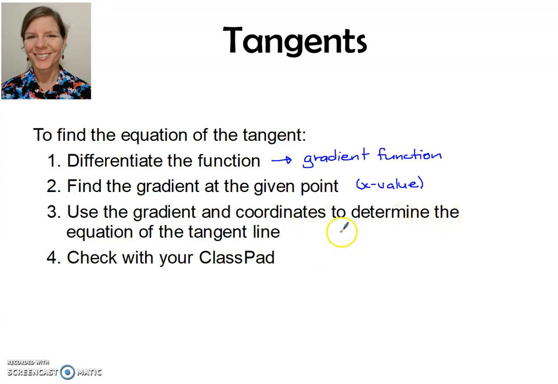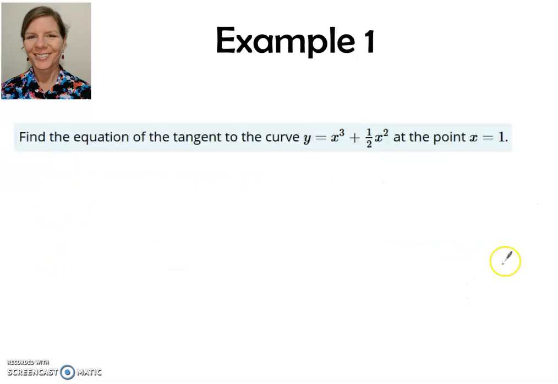But basically you need an x and a y value, so the coordinates of a point on the function, on the original function that you're interested in. Then you can check it with your ClassPad, and I'll show you a couple of ways of doing that. One's graphical and one's more algebraic. You can do it just in the main window, and I'll show you both of those. So let's get straight into it.